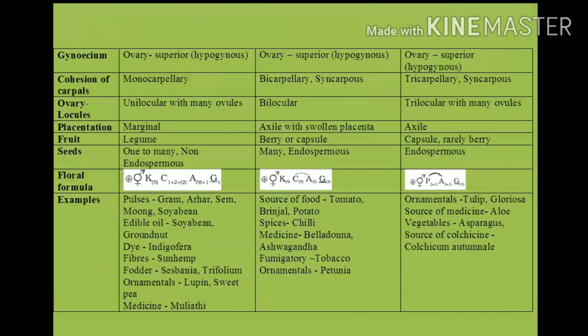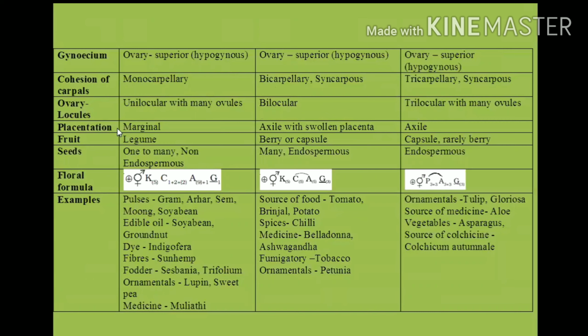Next is gynoecium. Gynoecium is represented by ovary, and here it is hypogynous or superior ovary in all the three. Cohesion of the carpels, when you're coming to Fabaceae, it is monocarpellary. In case of Solanaceae, it is bicarpellary syncarpous, and in case of Liliaceae, it is tricarpellary and syncarpous. Mono, bi, and tri. Ovary locules, similarly unilocular with many ovules, bilocular and trilocular.